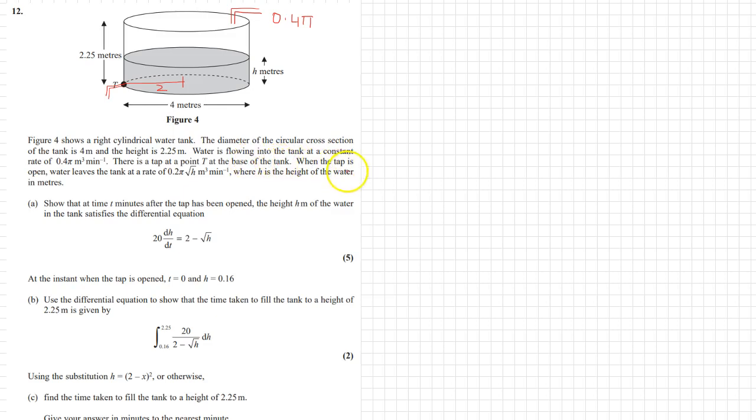At the base of the tank. When the tap is open, the water leaves the tank at the rate of 0.2 pi root h meter cube per minute, where h is the height of the water in meters. Show that at time t minutes after the tap has been opened, the height h meter of the water in the tank satisfies the differential equation dh over dt.